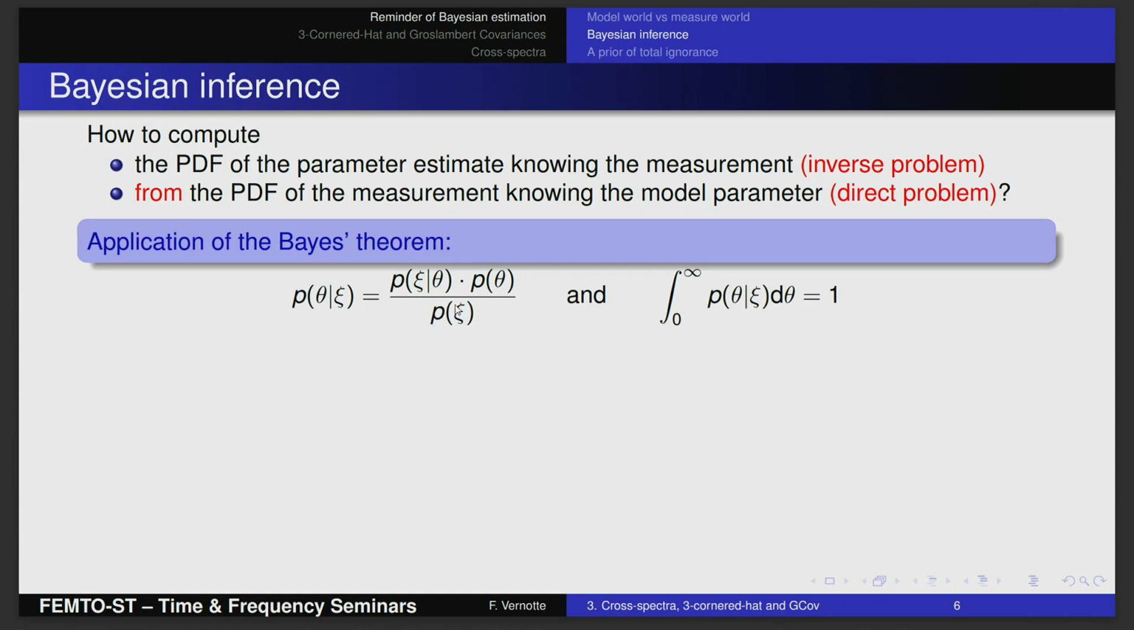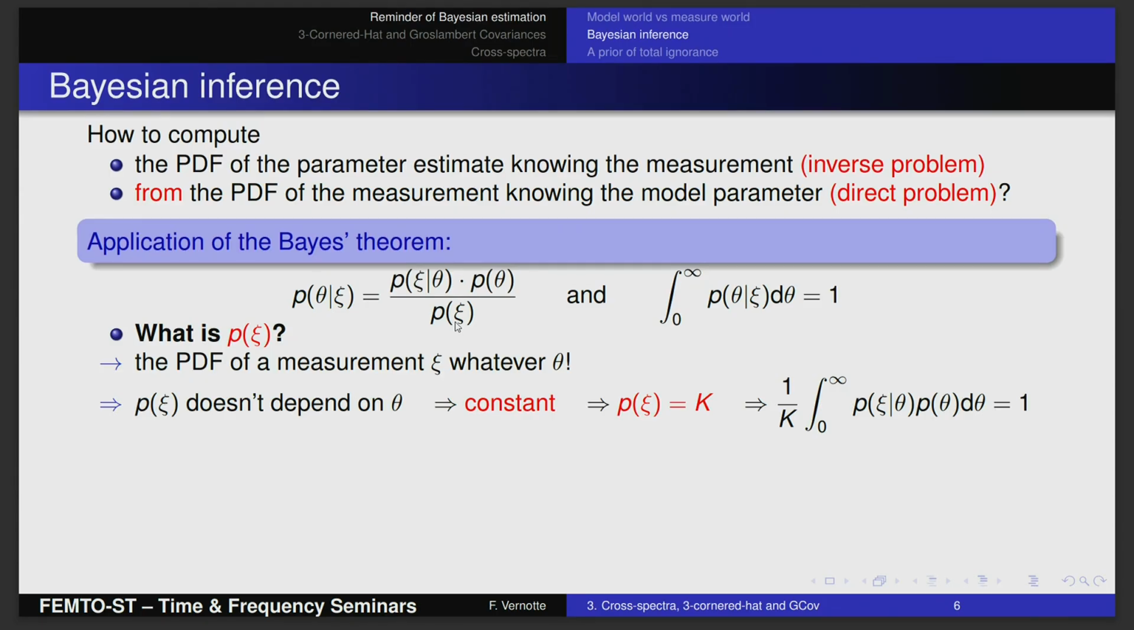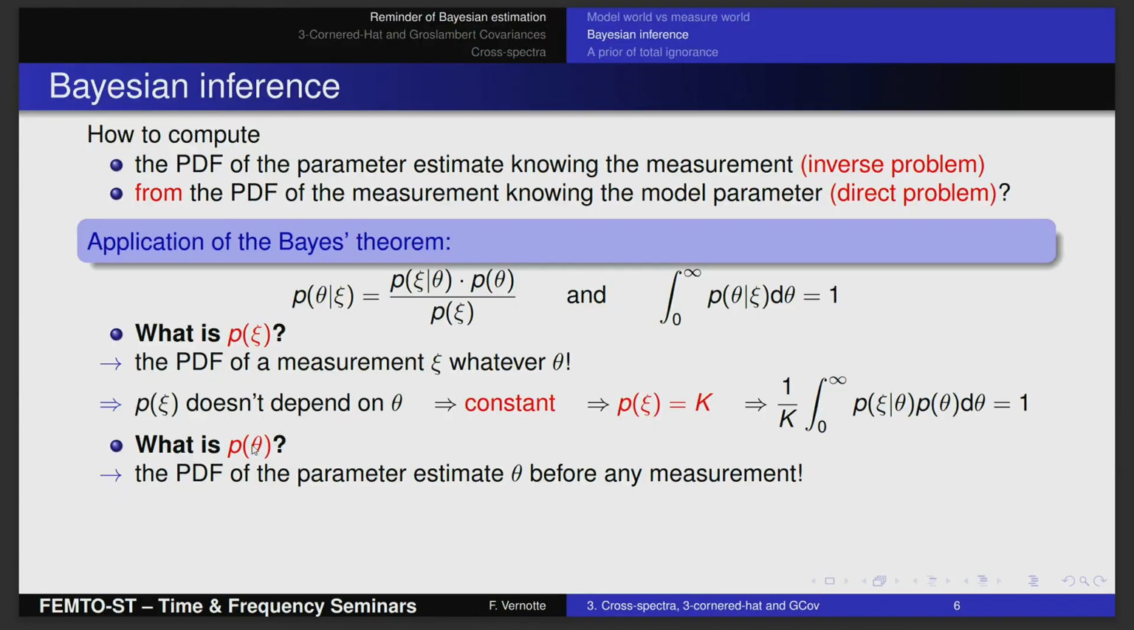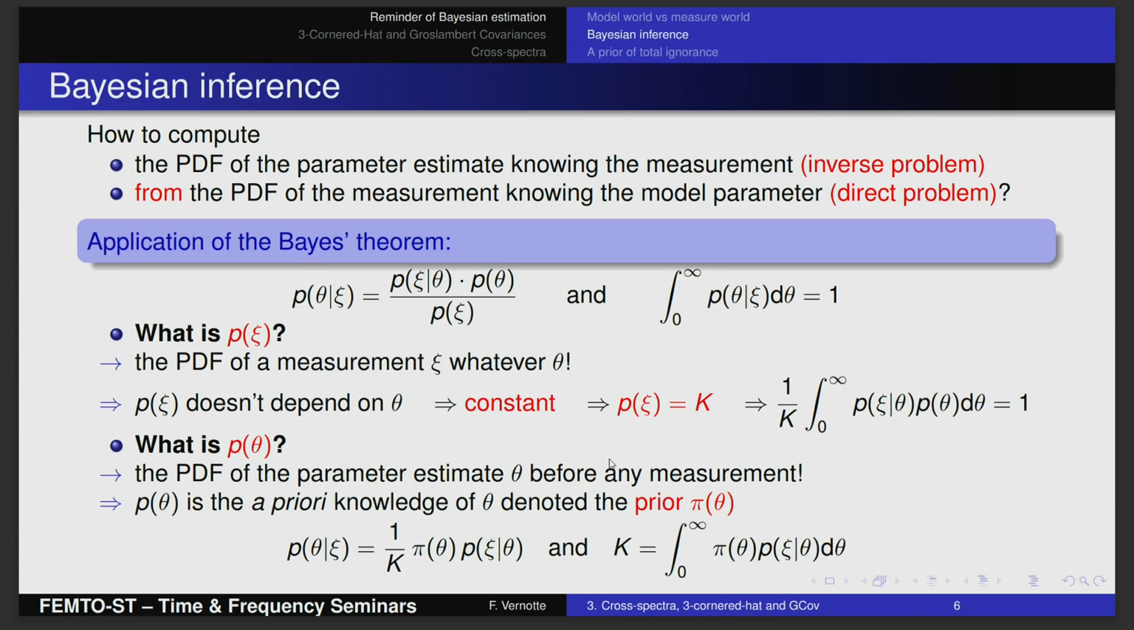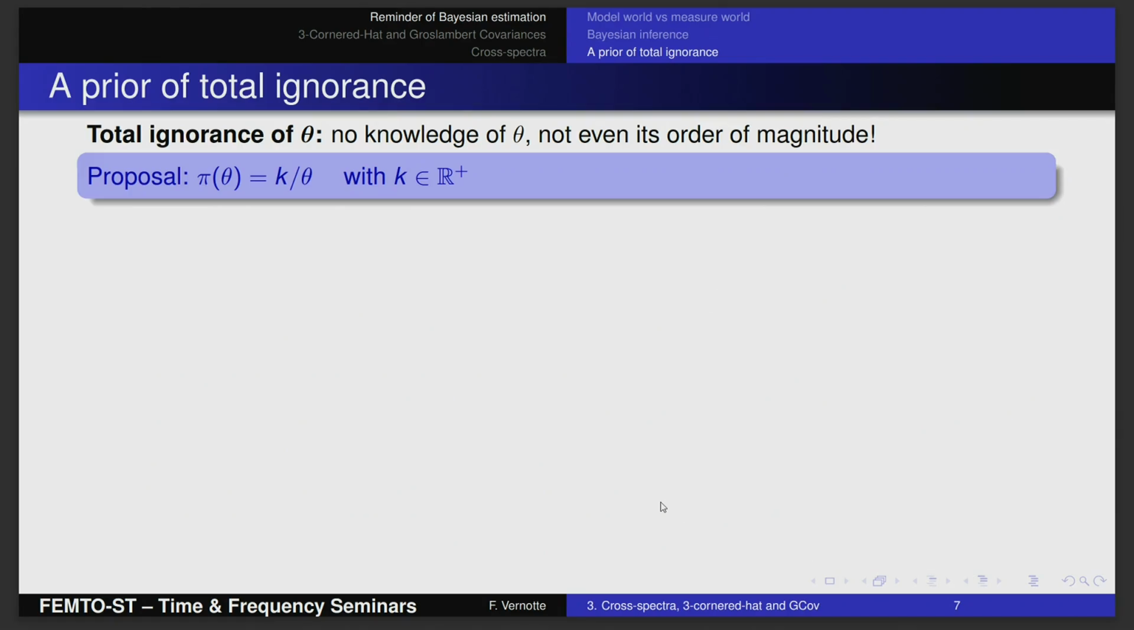And this one is generally not necessary because what we know is that this is a probability density function, so it means that its integral from 0 to infinity is equal to 1. It's normalized, so we don't care about this quantity. But what is very important is that you need a probability density function of the parameter before any measurement, and this is the so-called prior, generally denoted pi of theta. And you determine the coefficient which corresponds to the probability of the measurement by normalizing this integral, as I just said previously.